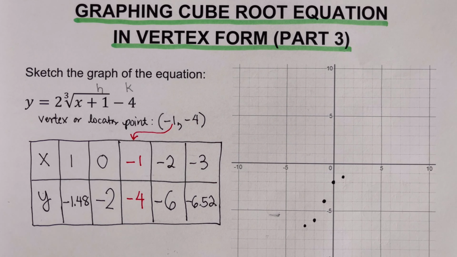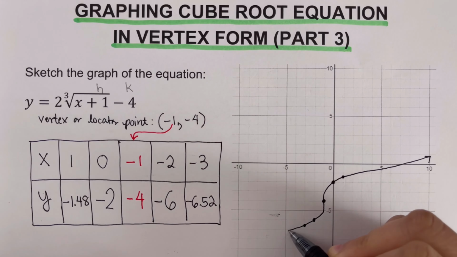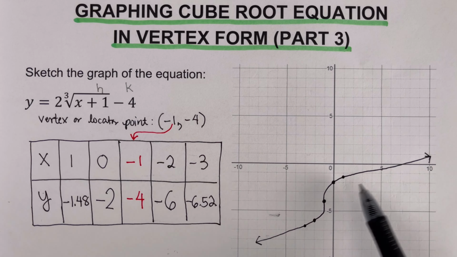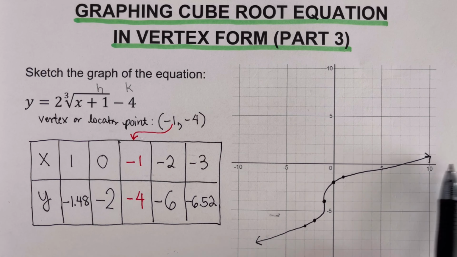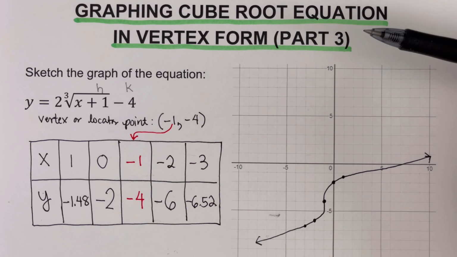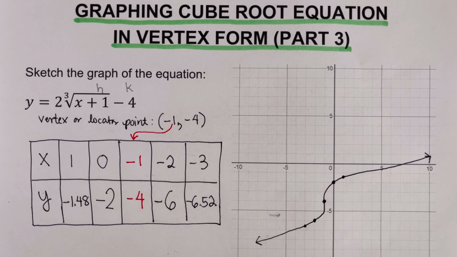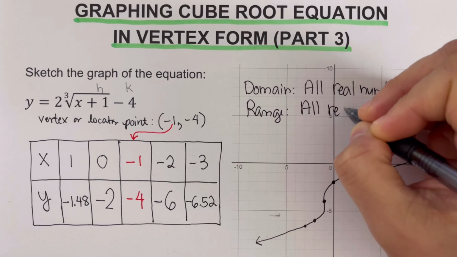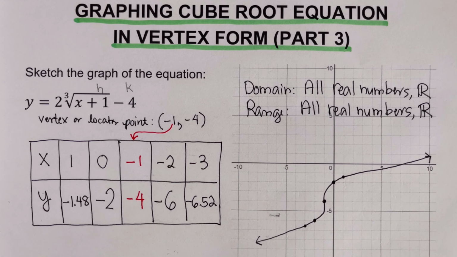So we're now ready to sketch the graph. So this is the graph of this equation that we have up there. Now, please notice that both ends of this graph go towards infinity. On the left it goes down to negative infinity, and on the right it goes up to positive infinity. And so that means both domain and range would be all real numbers. I'm going to go ahead and write that up here. Now, let's move on to the next example.